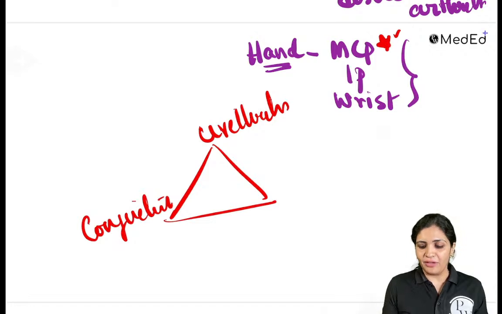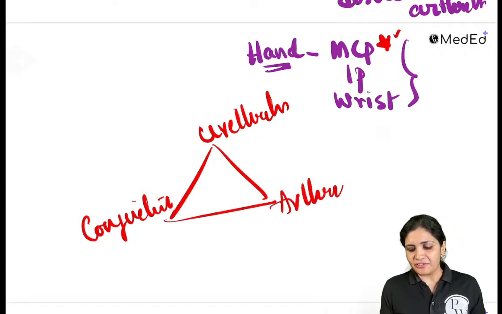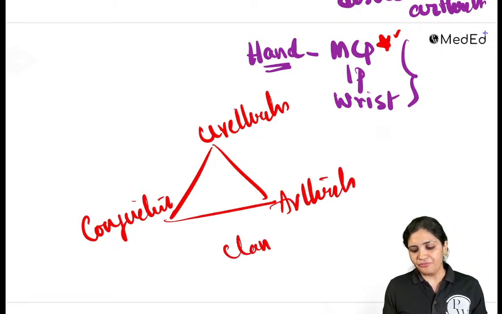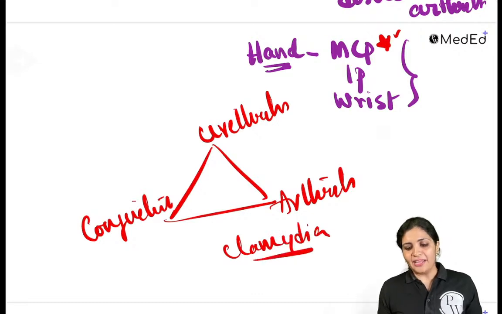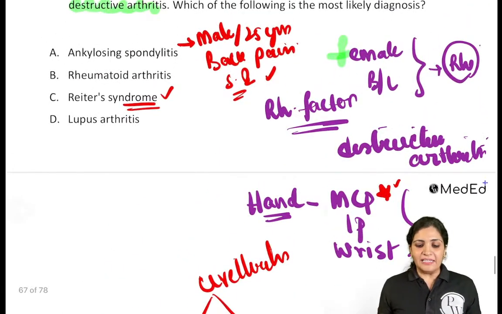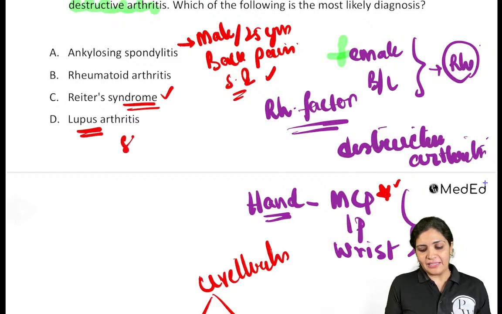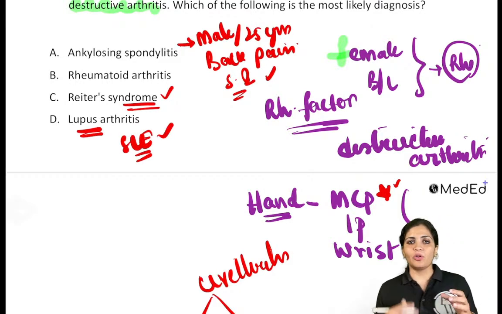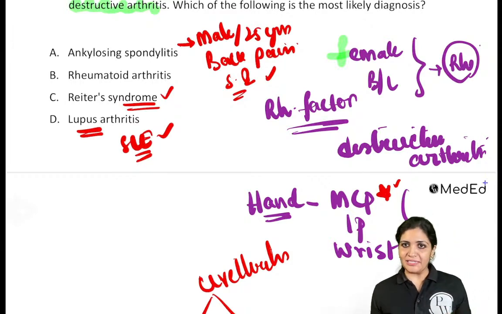Urethritis, and then you have your arthritis. So this is a classical triad, usually seen with chlamydia infections, called reactive arthritis. Next is lupus arthritis, again a component of SLE. This is also an autoimmune condition, where the lupus antigen which is present results in the destruction of the joints, which is called lupus arthritis.